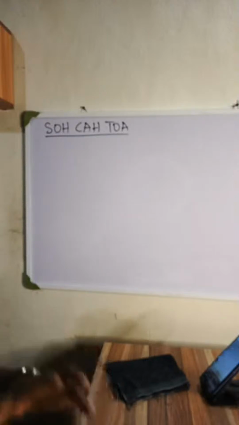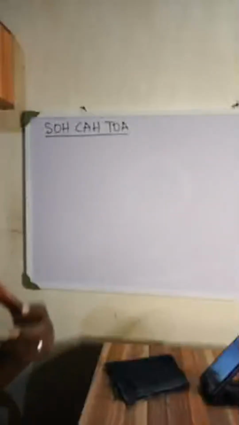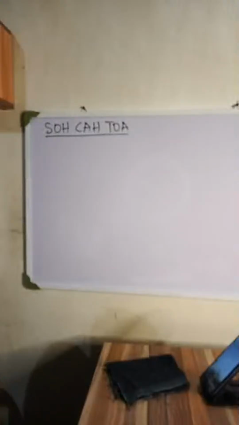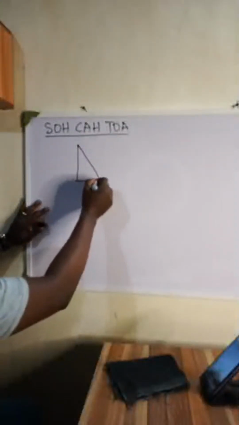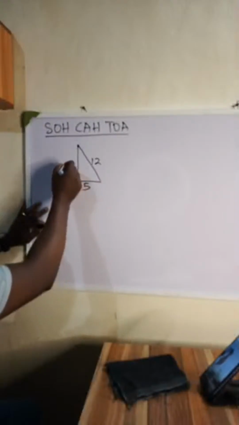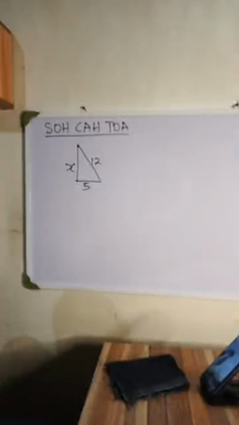So when we are looking at Pythagoras theorem, we said Pythagoras theorem is used to find an unknown side of a right angle triangle when the other two sides are given. So whenever you have a situation like this, and you know this is 12, this is 5, you can find this side by using Pythagoras theorem.